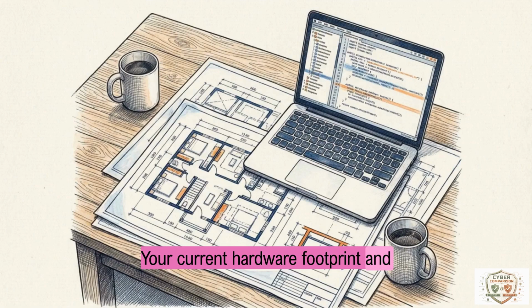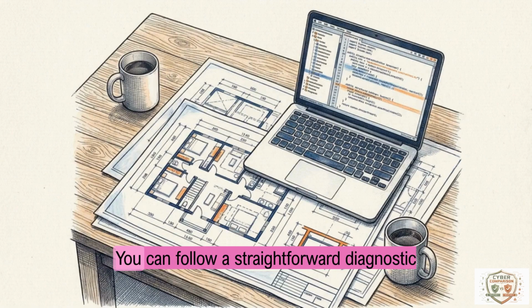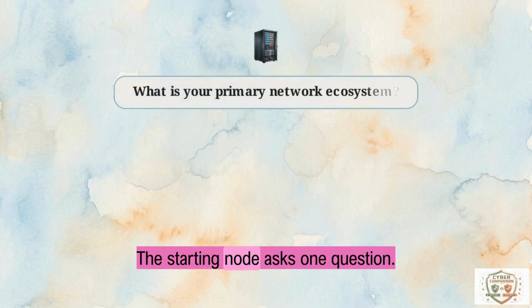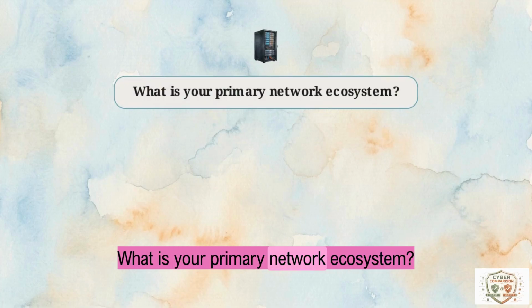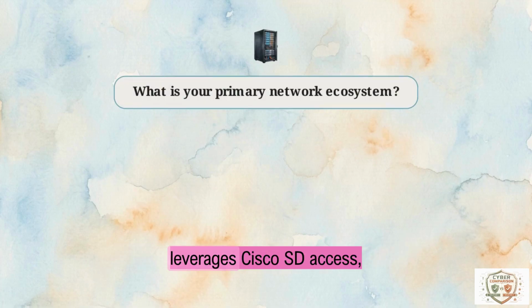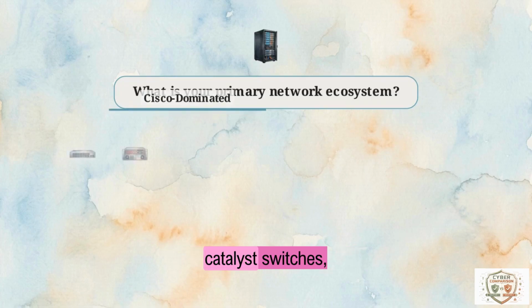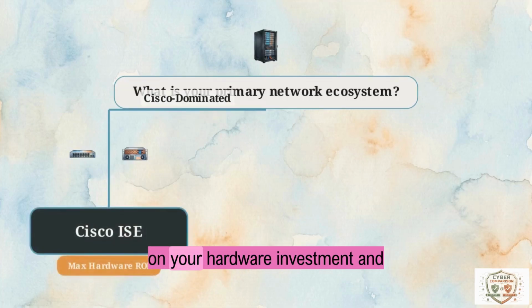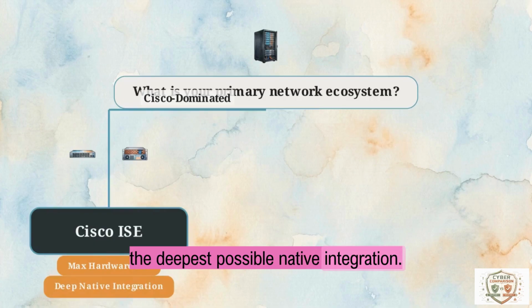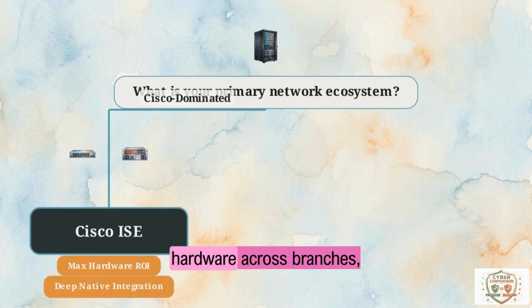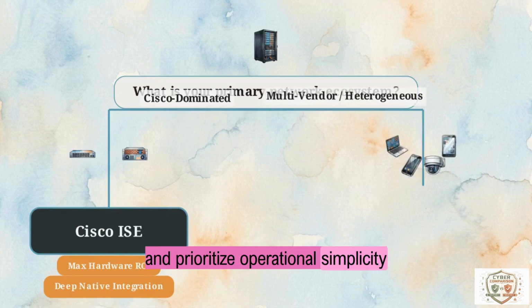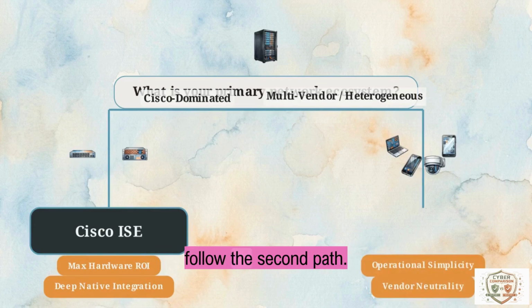Your current hardware footprint and your team's skill set dictate the correct choice. You can follow a straightforward diagnostic decision tree to find your ideal platform. The starting node asks one question: what is your primary network ecosystem? If your environment heavily leverages Cisco SD access, Catalyst switches, and Cisco secure firewalls, follow the first path. Choose Cisco ISE. It guarantees the maximum return on your hardware investment and the deepest possible native integration. If you manage varied hardware across branches, handle heavy guest and BYOD traffic, and prioritize operational simplicity for a smaller engineering team, follow the second path.